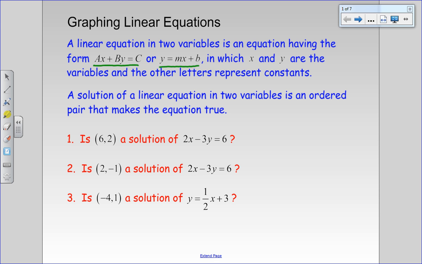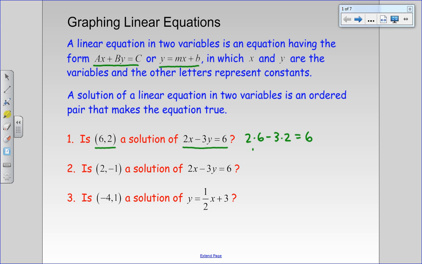First, is the ordered pair (6, 2) a solution of the equation 2x minus 3y equals 6? In order to answer this question, first remember that in an ordered pair, the first coordinate represents the x value and the second coordinate represents the y value. So we can simply replace x in our equation with 6 and y with 2 and test to see if the resulting equation is true or false.